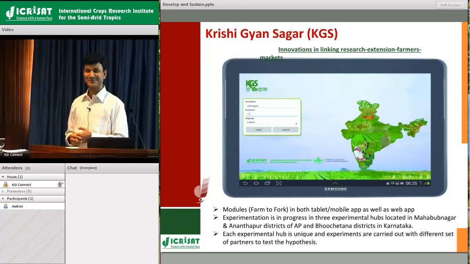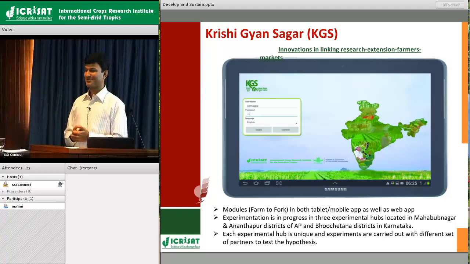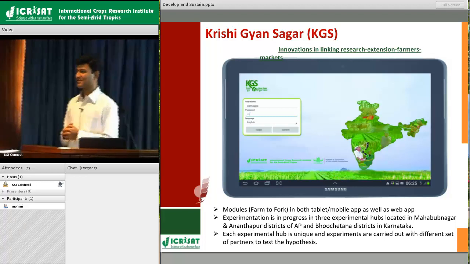Mukund, are you going to make the presentation, sharing the experience? Anant is going to explain how we are doing this in Bhuchetana in Karnataka. Okay. So these are the three models we are trying to understand.